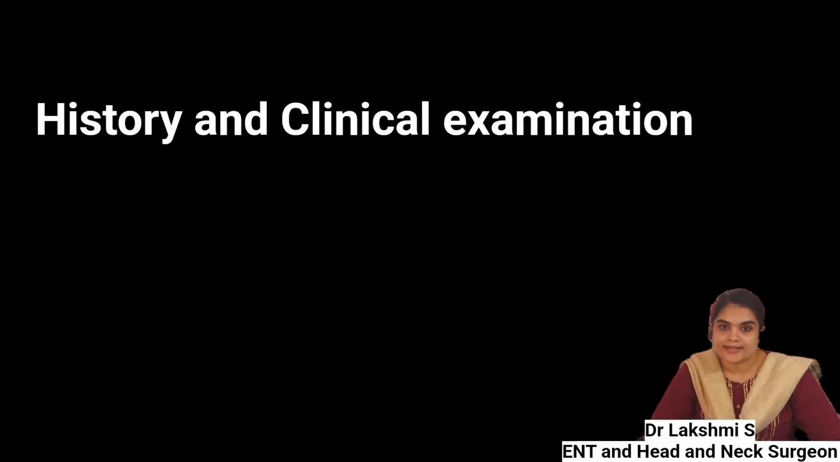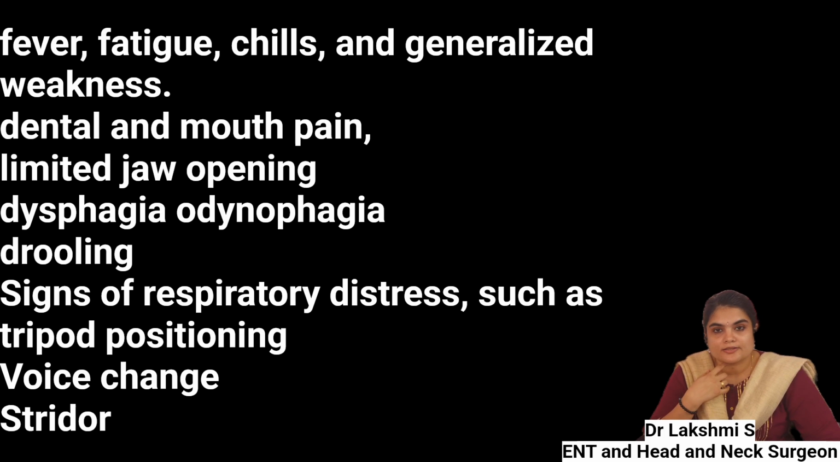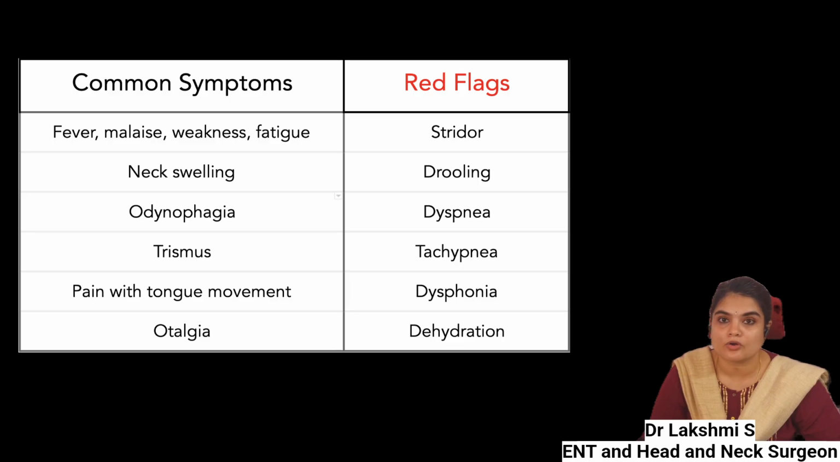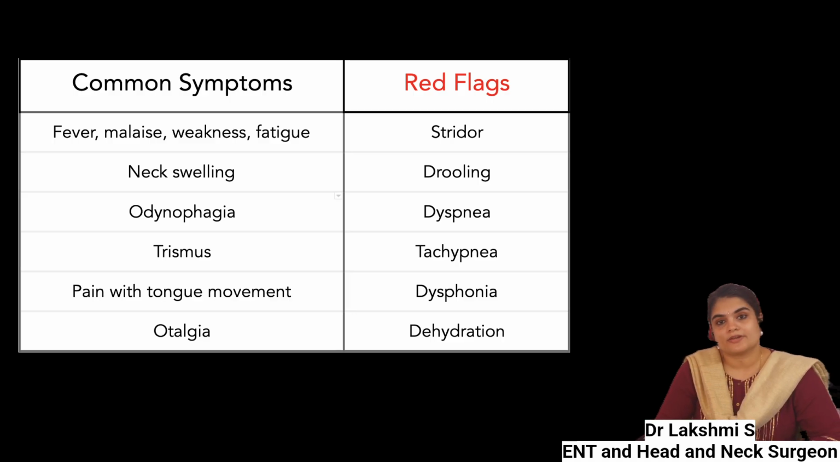What is the history and physical examination? The patient presents with pain and difficulty in opening the mouth. The patient can give a history of prior dental pain or a dental procedure or dental extraction, etc. The patient comes with odynophagia, pain during swallowing, and dysphagia, difficulty in swallowing. If it is a progressed state, the patient can have symptoms of respiratory distress. The patient can have noisy breathing, stridor, change in voice, drooling of saliva. The patient will come sitting, leaning forward with an open mouth because they have respiratory distress.